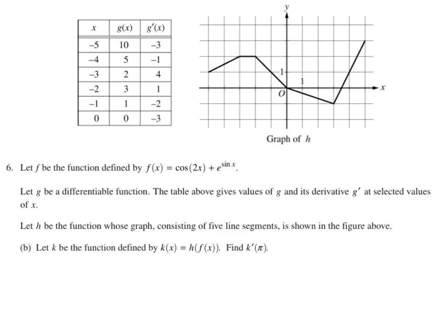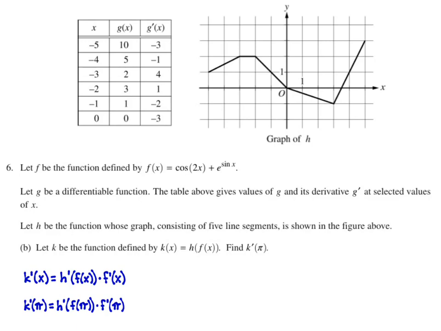Okay, for part B, it says let k be the function defined by k of x equals h of f of x, find k prime of pi. Well, that's, again, pretty straightforward. We're just looking for k prime, so we have to take the derivative. Well, the derivative of this, we'll be using the chain rule again. So the derivative of h is h prime of f of x, and then times the derivative of the inside, so that would be times f prime of x. So we have our derivative function. Now we just need to plug in pi. And so we end up with h prime of f of pi times f prime of pi.